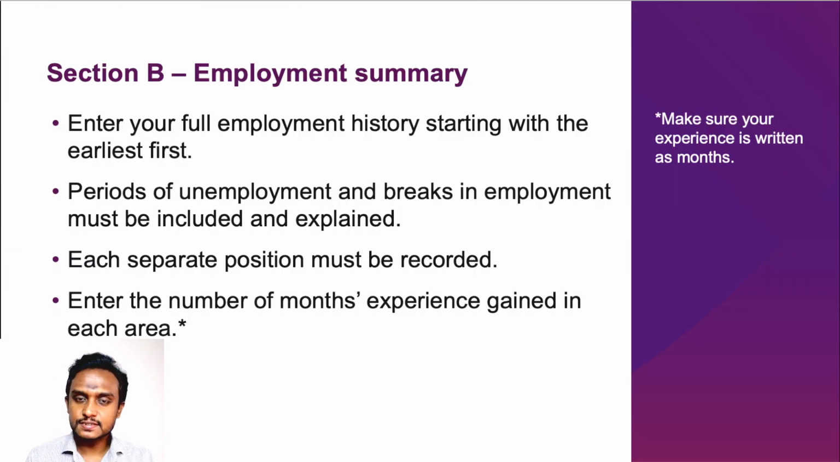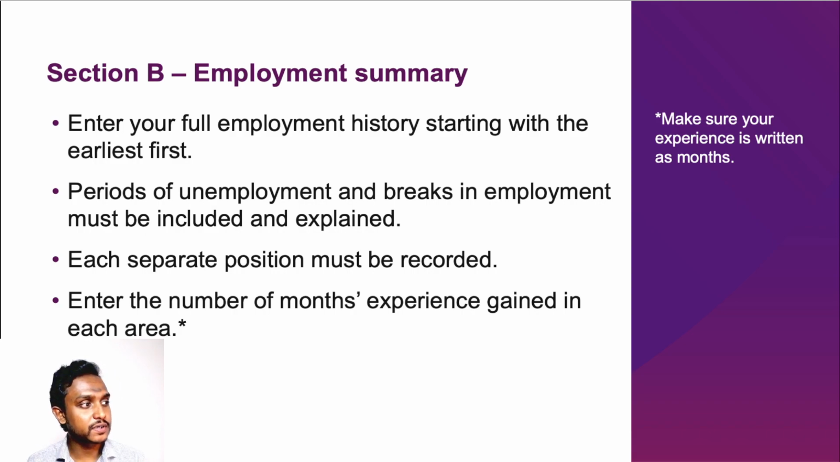Now, that is section A of your application form. Section B, the second section, is known as the employment summary. In the employment summary, you must enter your full employment history starting with the earliest first. Remember that, earliest first. Periods of unemployment and breaks in employment: let's say you worked for a certain time period and then you took a sabbatical or a break for 6 months. You have to include those time periods, those breaks you take, and explain them.